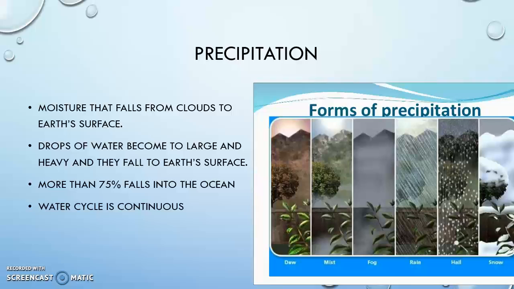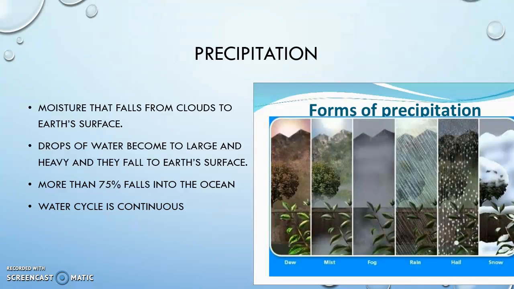Well, with that condensation, it makes the clouds. You guys are very familiar with that concept. And once those clouds become filled with moisture, that moisture falls back down from the clouds to the Earth's surface. The drops of water become so large and heavy that they have to fall down. They can no longer stay up there. And more than 75% falls into the ocean. And the reason for that is because the Earth is covered with 75% of water. So it only makes sense that it would fall back into the ocean. And the water cycle, again, is continuous. There's no end to it.